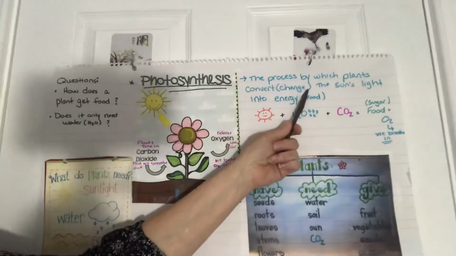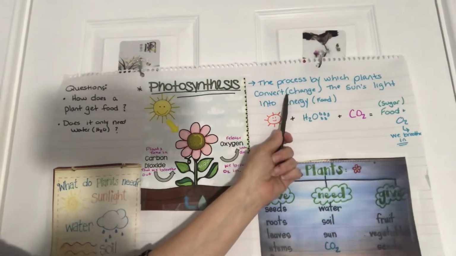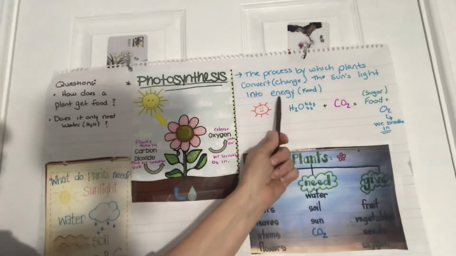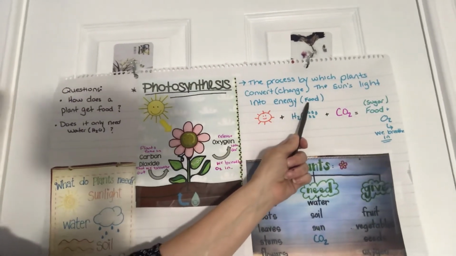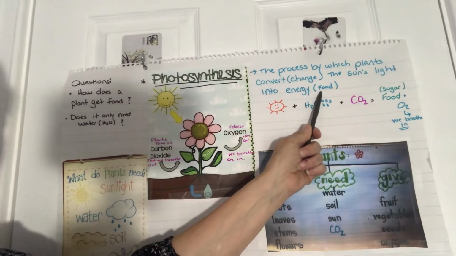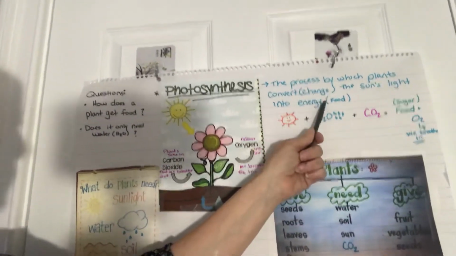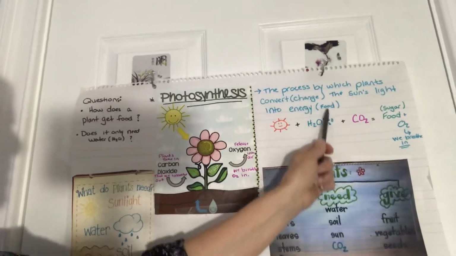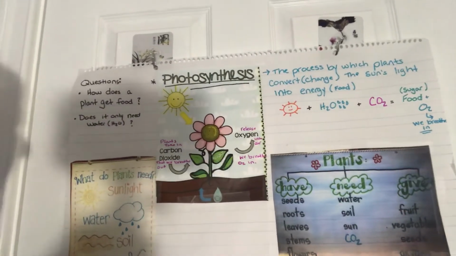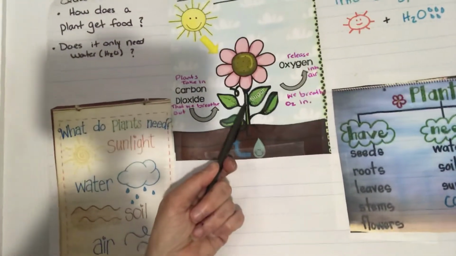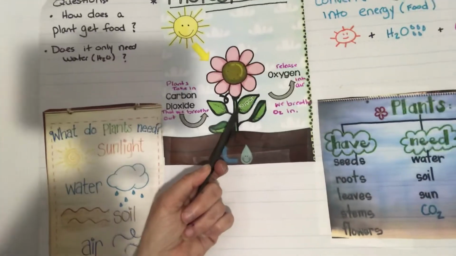Photosynthesis is the process by which plants convert, that means to change, the sun's light to energy, which is food. If we didn't have food and water, we wouldn't have any energy either. So food gives us energy just like the plants need food. So they have to make their own food. Do you know where plants make their food? Inside the leaves. They make a food that's like a sugar.